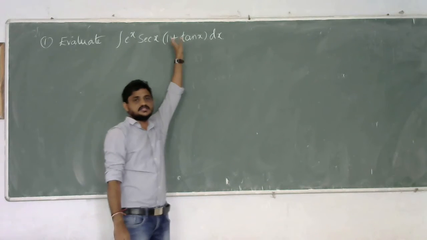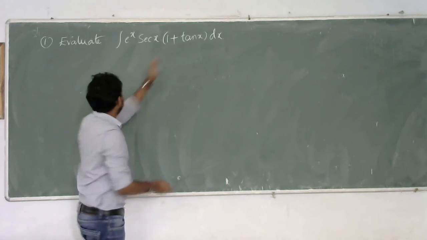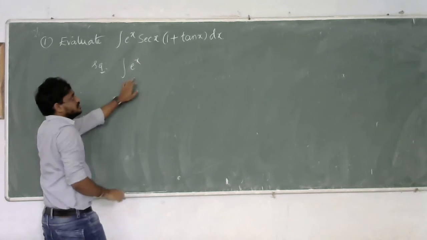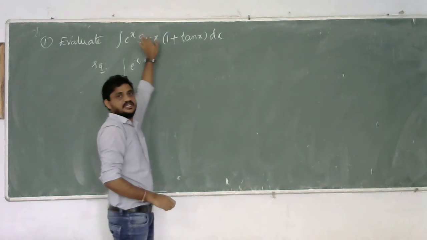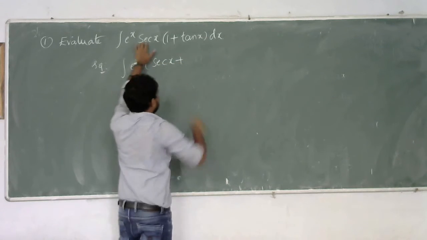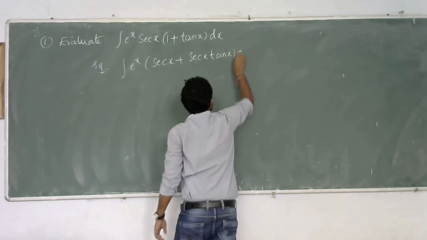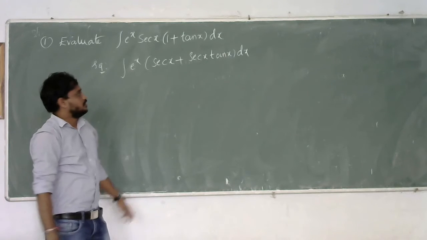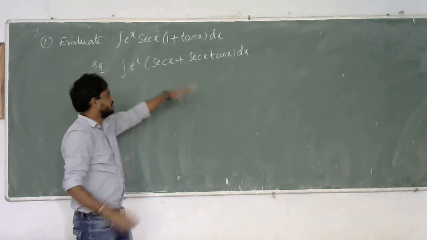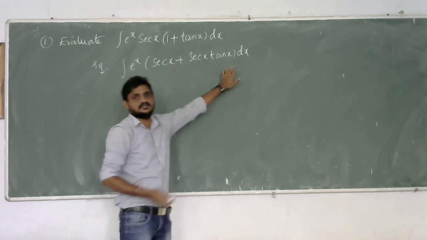Evaluate integral e power of x into secant x of 1 plus tan x into dx. So observe this problem goes integral e power of x. Let us multiply this term with secant x. So secant x into 1, you get secant x plus secant x into tan x into dx. Now which is in the form of e power of x into f of x plus f dash of x. So which is f of x? Obviously secant x, because differentiation of f of x is secant x into tan x.